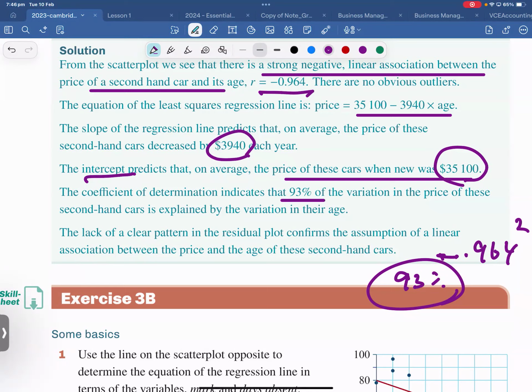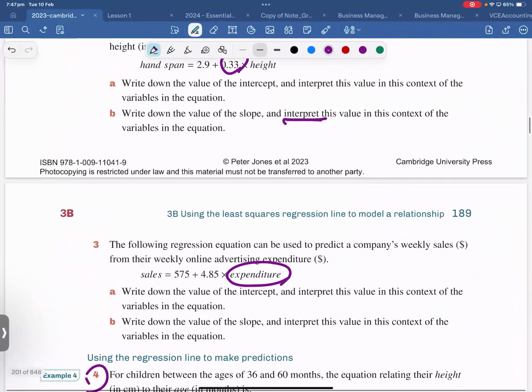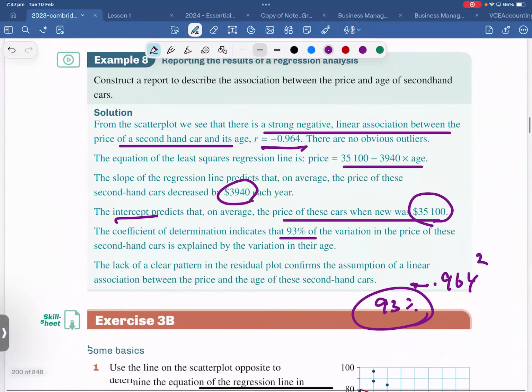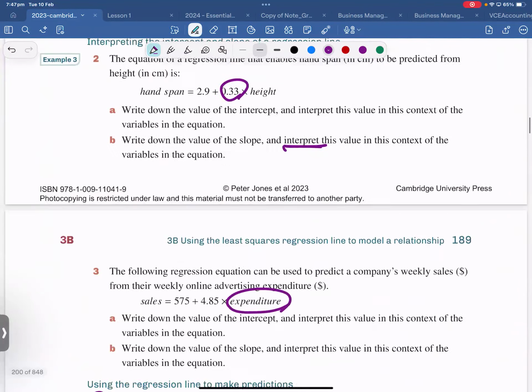And then finally, we did the residual plot. What did it say? The lack of a clear pattern in the residual plot confirms the assumption of a linear association between the price and the age of these second-hand cars. So we can say definitely there is a linear relationship. Okay, guys, that's it for this chapter. Do you have any questions? Nope. Then we'll do some questions.